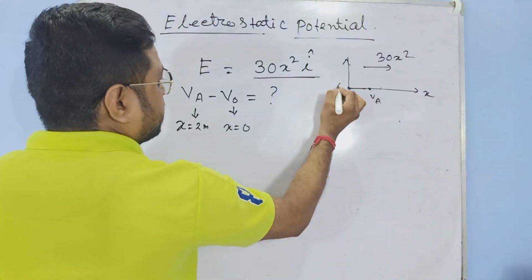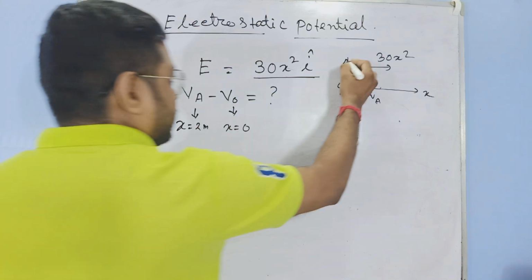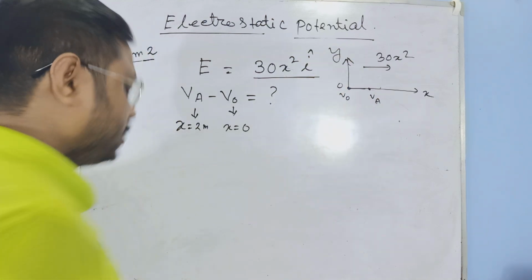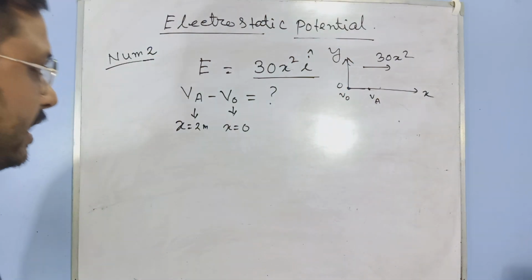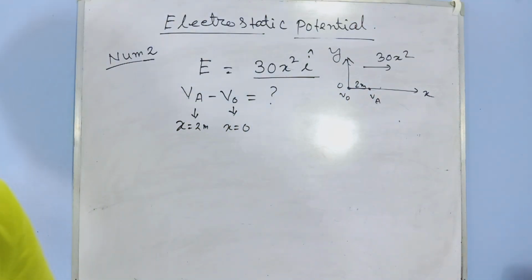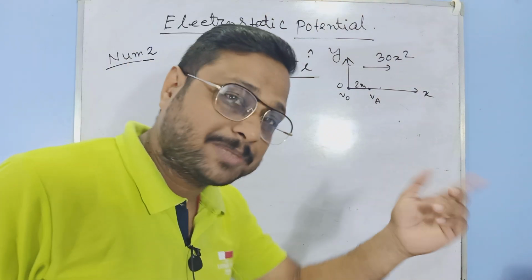V0 is located at origin O, as the intersection point of x and y axis is, we know, always the origin, the 0, 0 point, and VA is at x equal to 2 meter. So this is 2 meter. Find out the value. So this is the reverse process of the previous math.